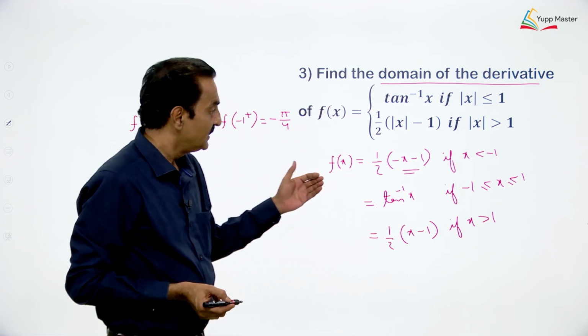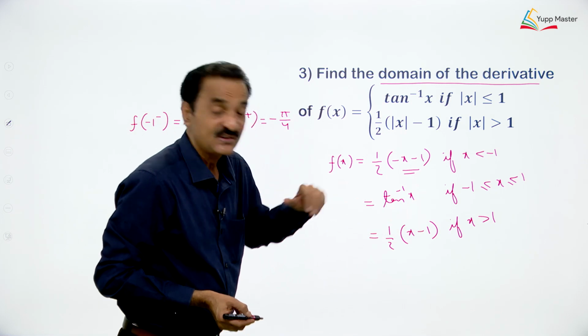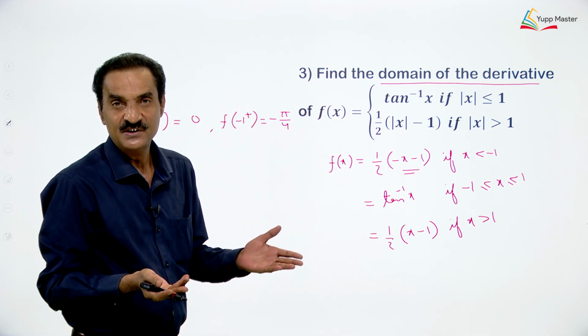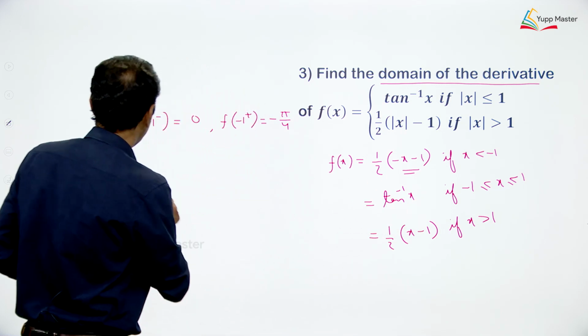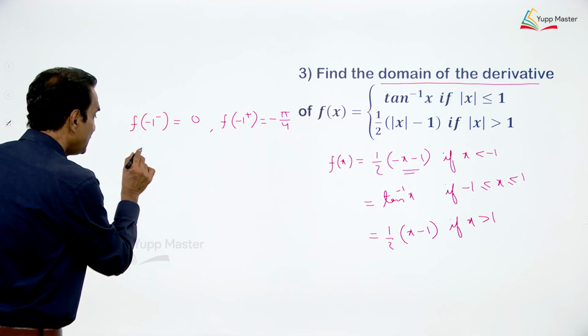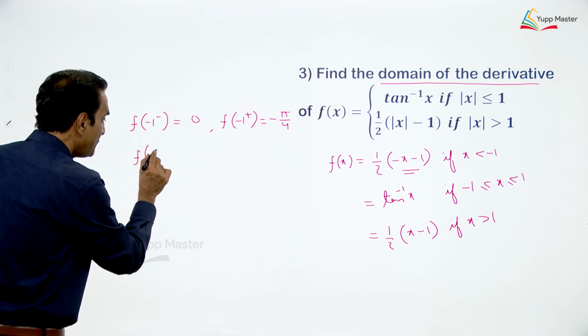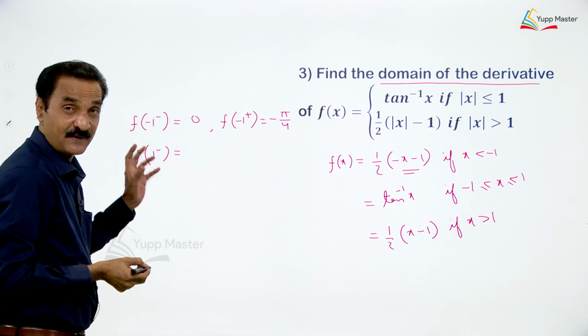So, the function is discontinuous at x is equal to minus 1. Okay. Next, at x is equal to 1, the definition changes. At x is equal to 1, f of 1 minus means the left hand limit.